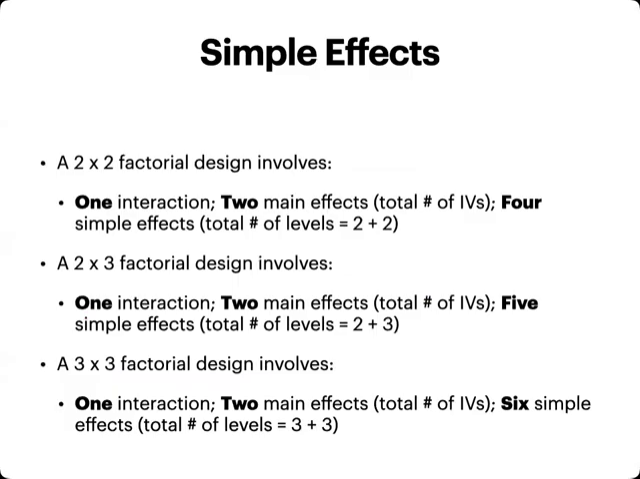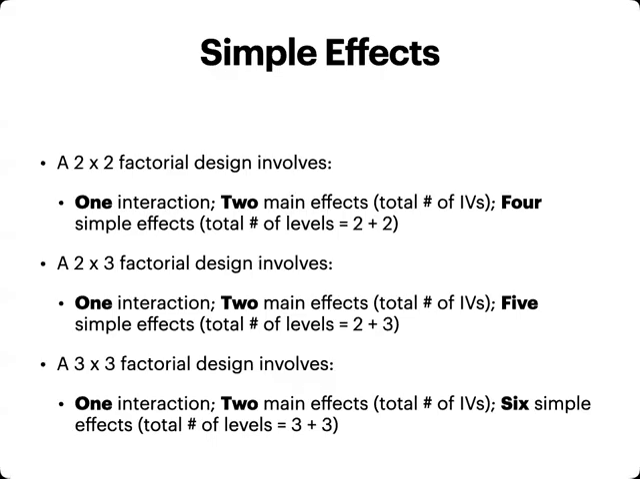Okay, last slide. Let's summarize the statistical analysis involved in factorial design. For a 2 by 2 factorial design, we analyze one interaction. An interaction occurs when the effect of one independent variable depends on the level of another independent variable. The interaction is the main reason why researchers conduct a factorial research study. We also analyze two main effects because there are two independent variables.